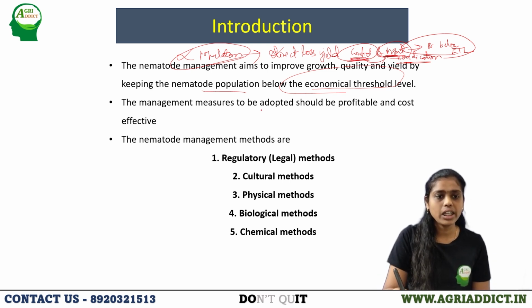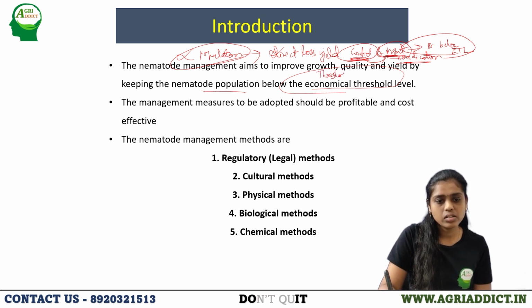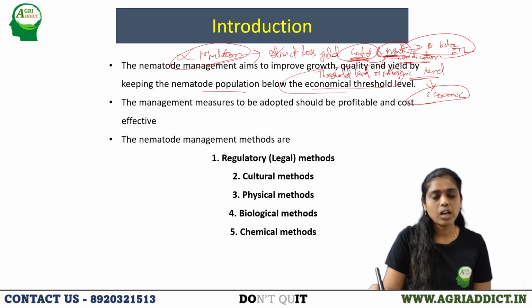And even we know that when the nematode reaches the threshold level, which is also called the pathogenic level, from here the economic damage to the plant starts. So hence we have to apply the management methods before the nematode reaches this threshold level or pathogenic level.